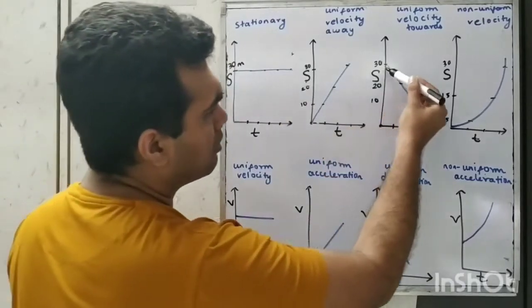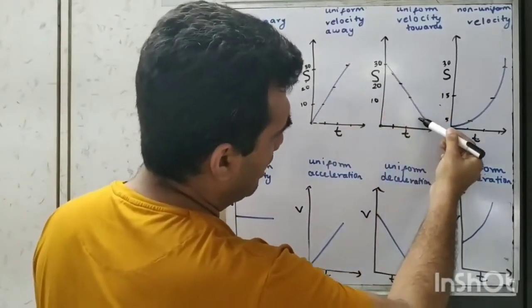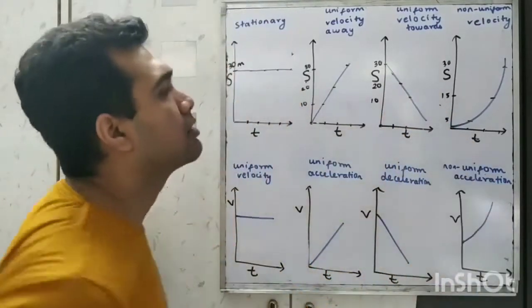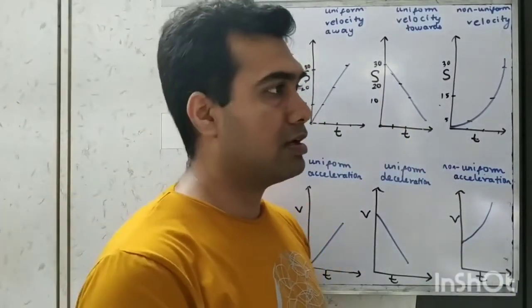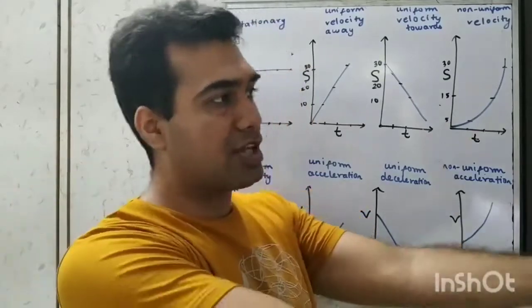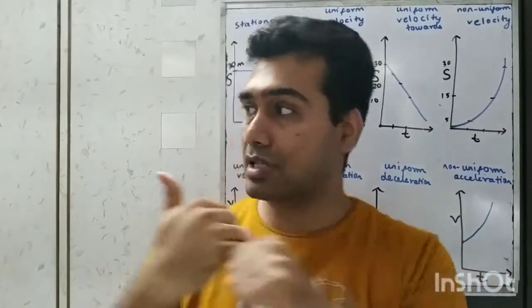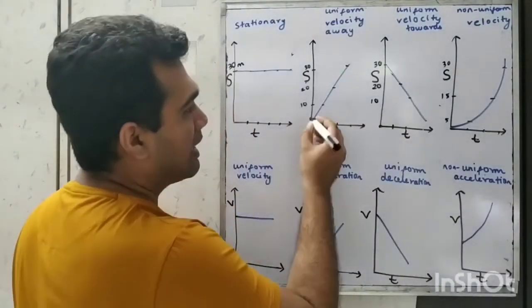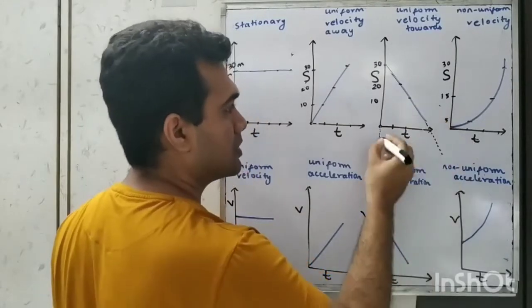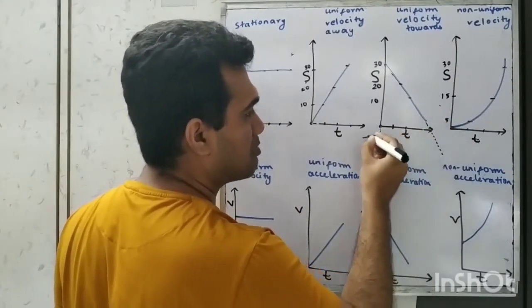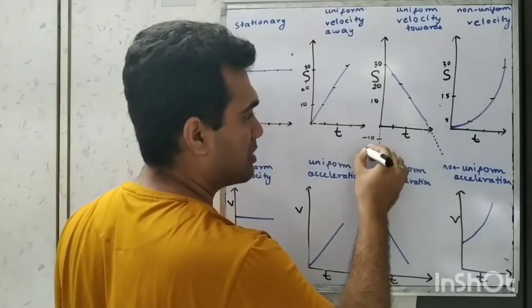Also, what if the graph goes below the x-axis? What would that mean? Well, that would mean that now the object is moving in the opposite direction. It has reached the origin back, and now it is moving totally in the opposite direction. So now the graph would be calculated negatively. For example, after 4 seconds, the displacement is minus 10. After 5 seconds, the displacement is minus 20.